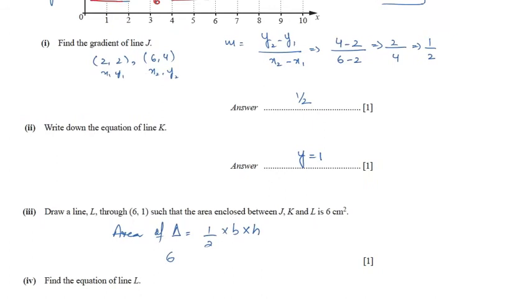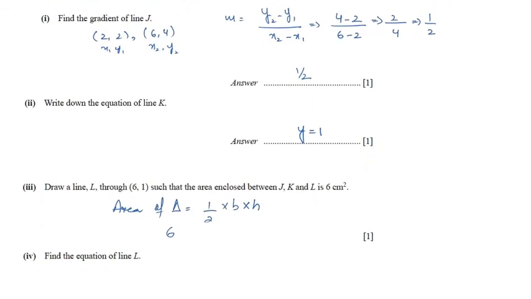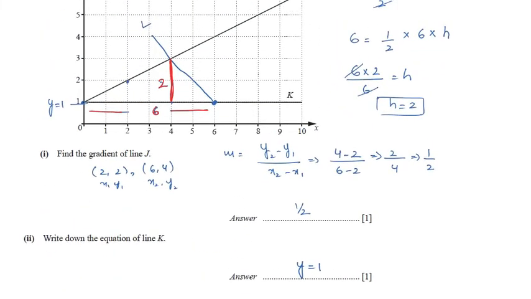Now what were they saying? They were saying draw a line L, so we have already drawn. Now find the equation of the line L. If we see this line L, and if we read 2 points from this line L, one point is 6, 1, and the other point we can take as 4, 3. So one point is 6, 1 and the other point will be 4, 3.